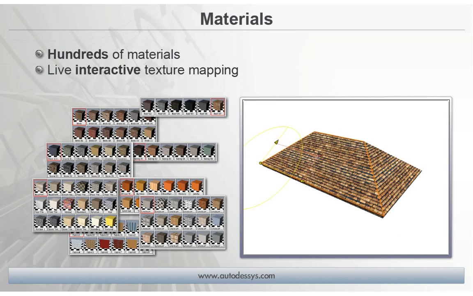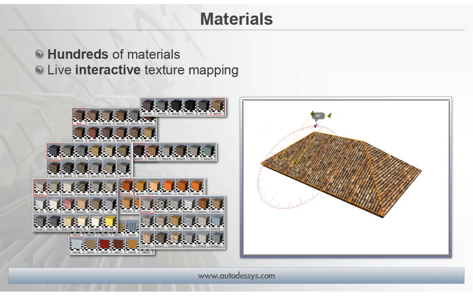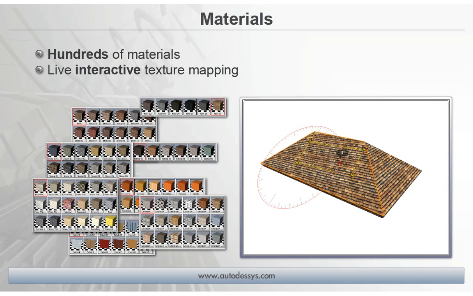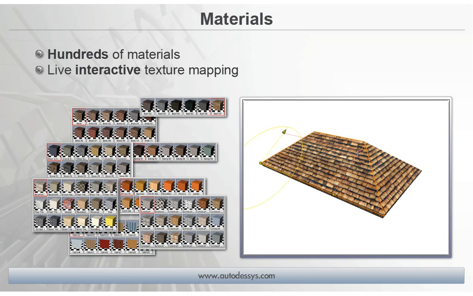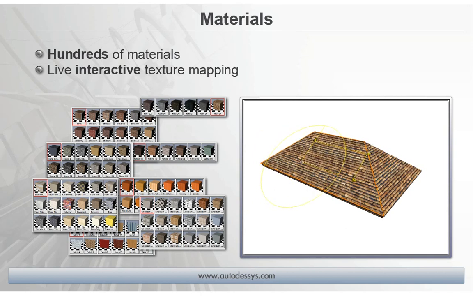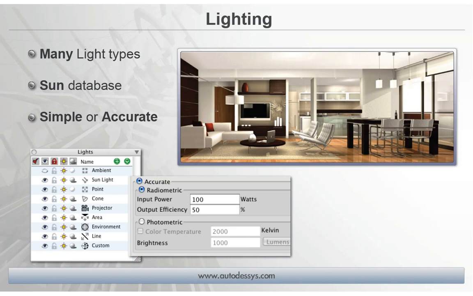Materials. Hundreds of materials come with bonzai3d. It's just part of the program. You can create your own if you want also, of course, obviously. Live interactive texture mapping, so when you drag and drop it on the object, you can actually resize it, scale it, rotate it, move it around live right there in the modeling window. So it's pretty much a what-you-see-is-what-you-get type of modeling environment.